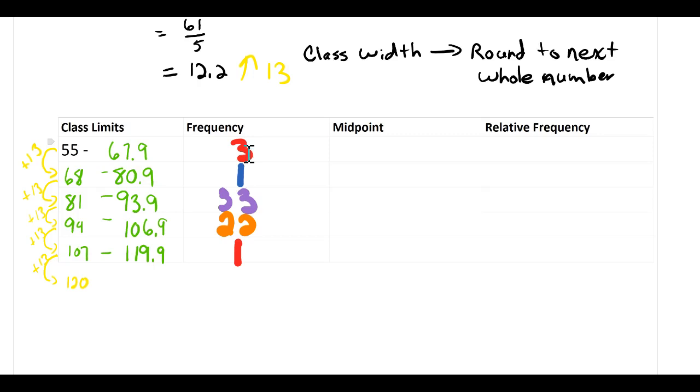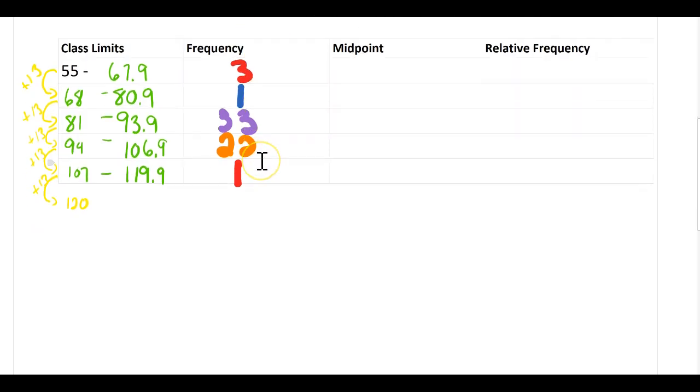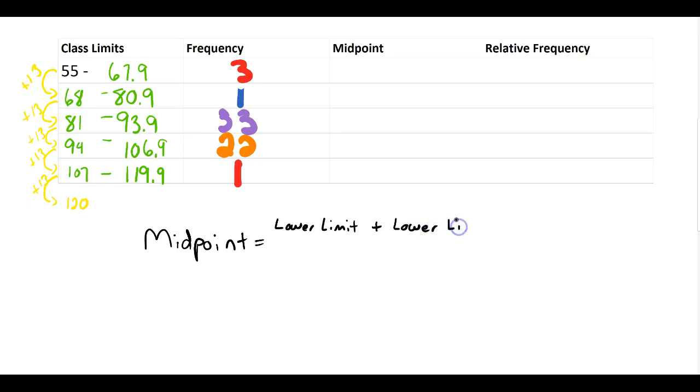Then we need to look at what we consider the midpoint. Midpoint is going to be the middle of the class. But what we do is we take the lower limit plus the next lower limit. So it's lower limit to lower limit, and then we take their average and we divide by 2.